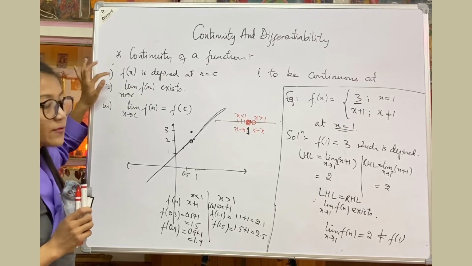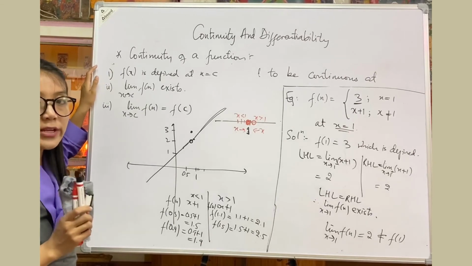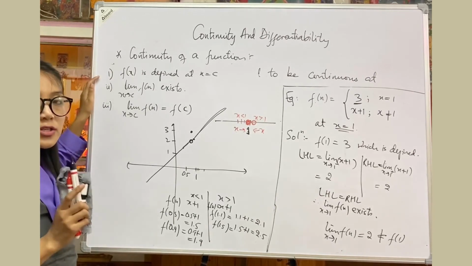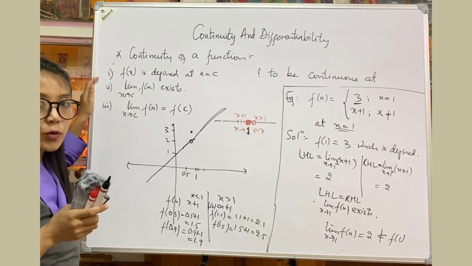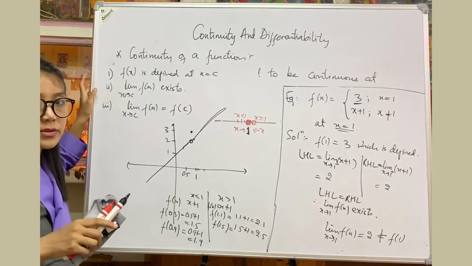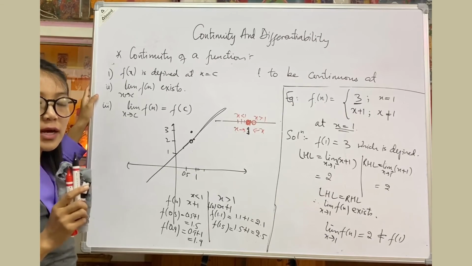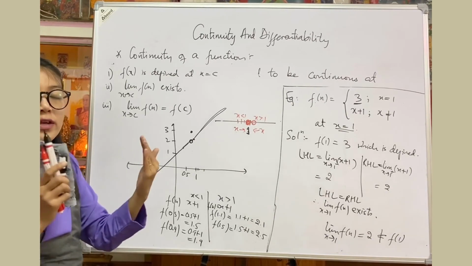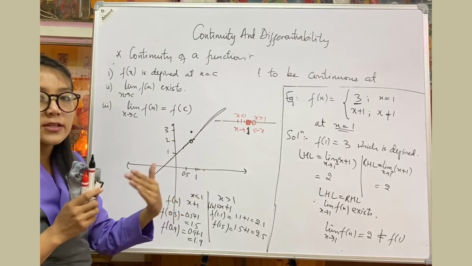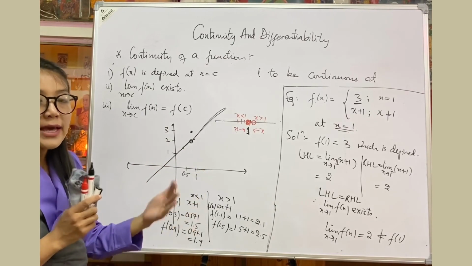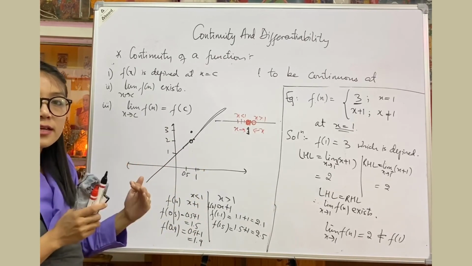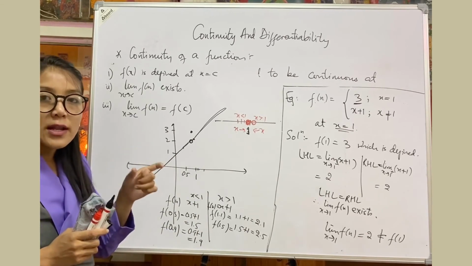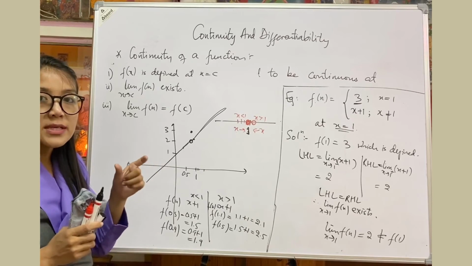So number one, the function has to be defined at the point at which you are checking the continuity. If the function is defined at that point, then you will look for the second condition. That is whether the limit of the function exists at that point or not. For that, you need to find out left hand limit and right hand limit. Check whether the limit exists at that point or not. If a function is satisfying the second condition, then you go to the third condition, which is function value and the limit value have to be same.